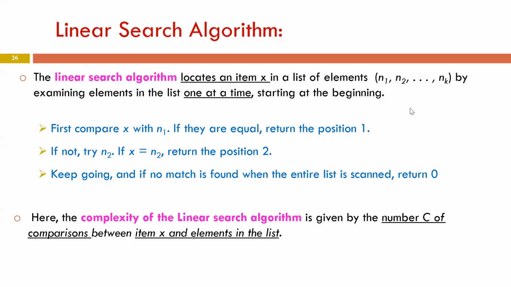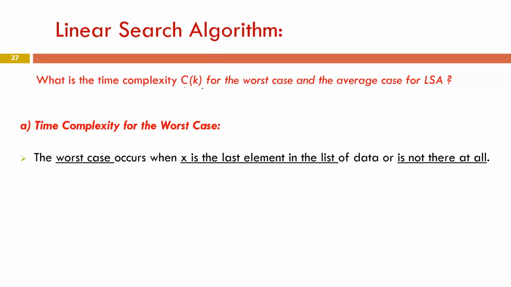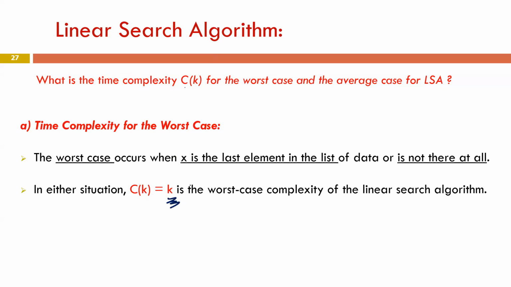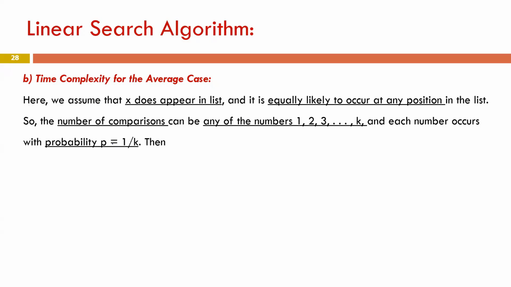And the complexity here is the number of comparisons between an item and an element in the list. So here the time complexity, the worst case, is k. The worst case is you do k comparisons. The average case depends on the probability that your item is at a given position k. Here we assume that it's equally likely, it can be at any position with the same probability 1 over k. So this is the complexity, depending on the size of your list.